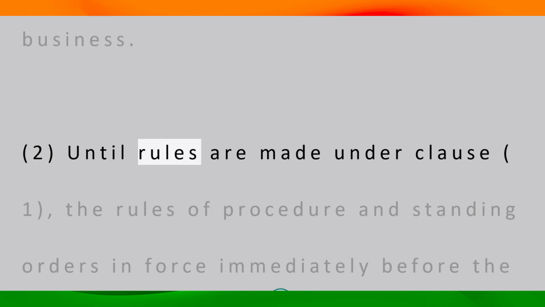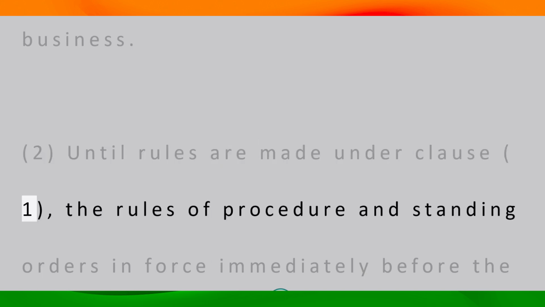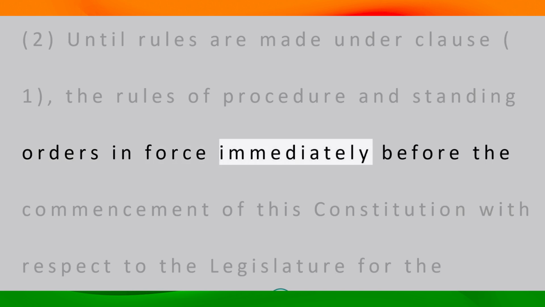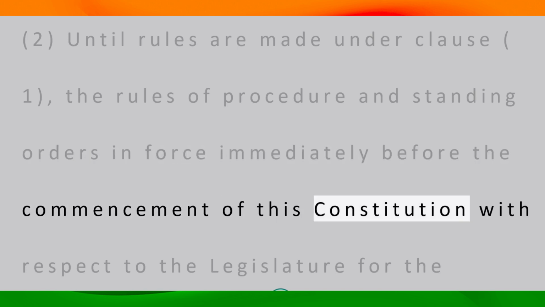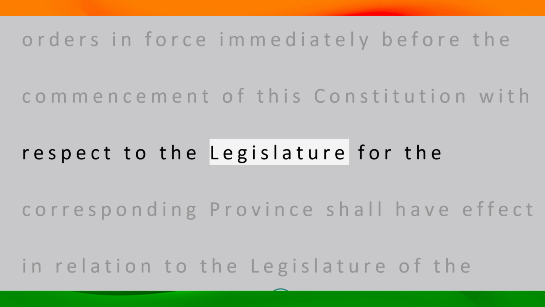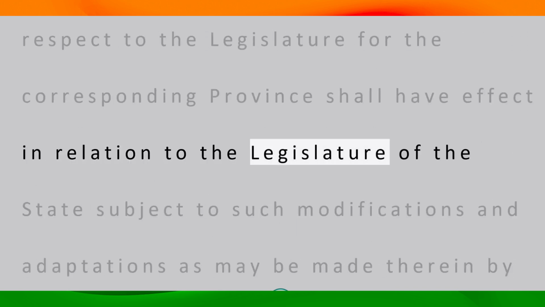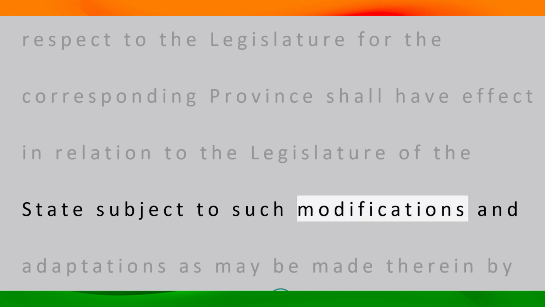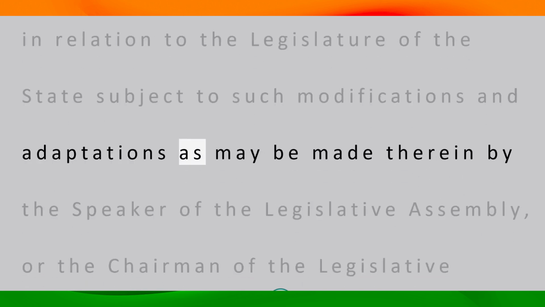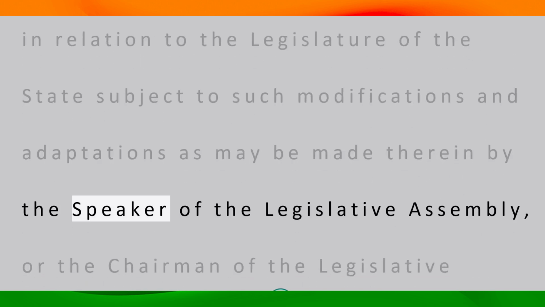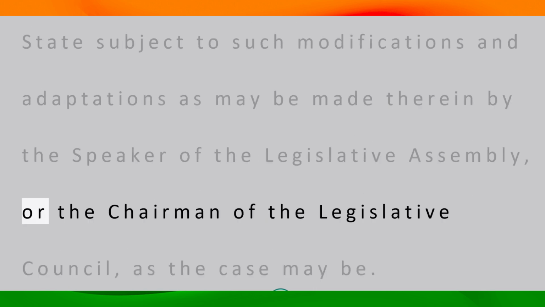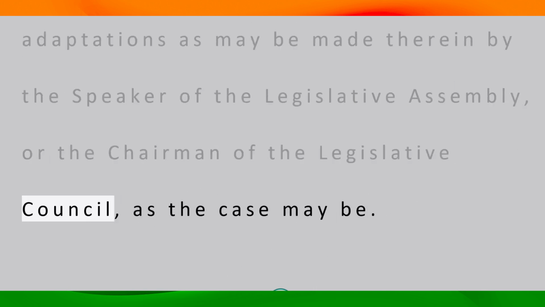2. Until rules are made under Clause 1, the rules of procedure and standing orders in force immediately before the commencement of this Constitution with respect to the legislature for the corresponding province shall have effect in relation to the legislature of the state subject to such modifications and adaptations as may be made therein by the Speaker of the Legislative Assembly or the Chairman of the Legislative Council, as the case may be.